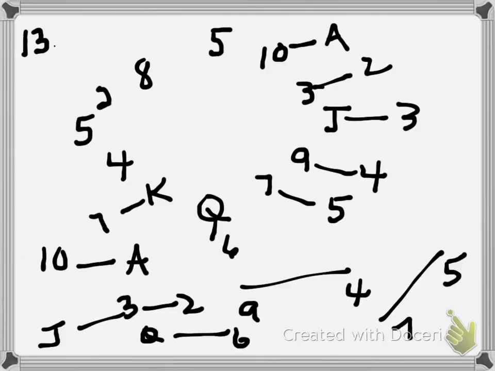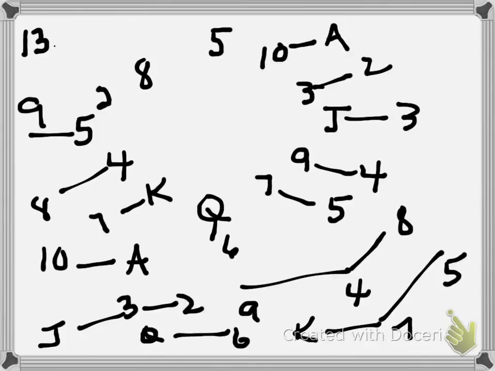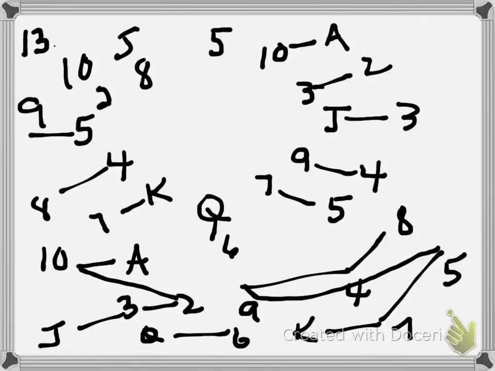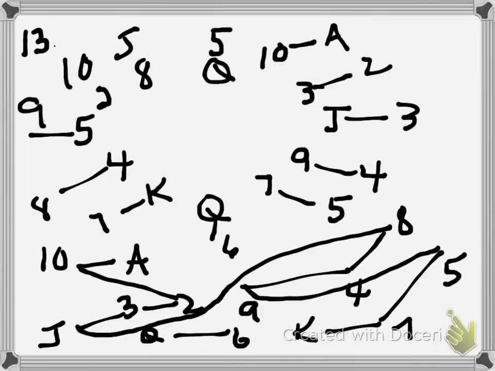King connected to 7. 8 connected to 4. 9 connected to 5. 10 connected to 2. Jack connected to 8. And queen connected to 5. Now, for this to work in clock solitaire, we must have connected and no cycles, which we do.